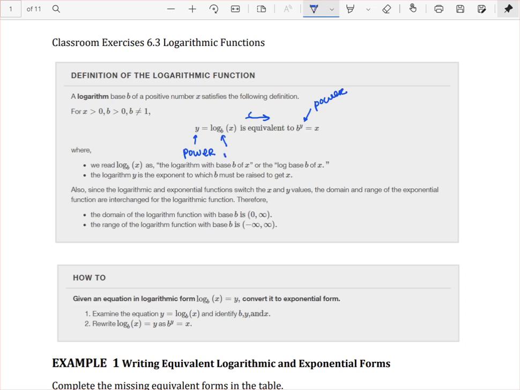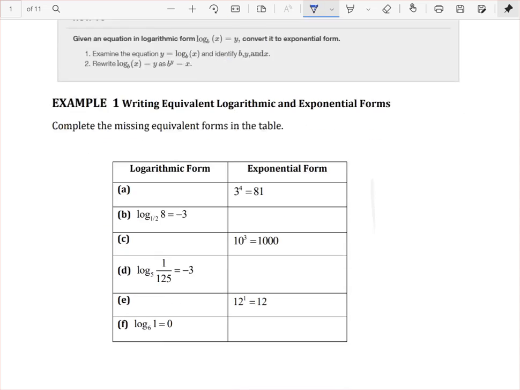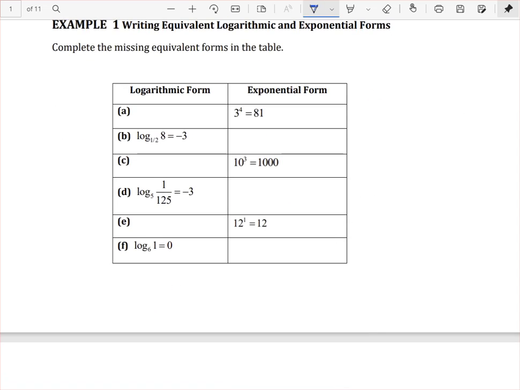The base of the exponent. And then we can call this the answer. And the answer is inside the log for this one. So you can write them interchangeably. The first exercise I want to do is interchanging them back and forth.